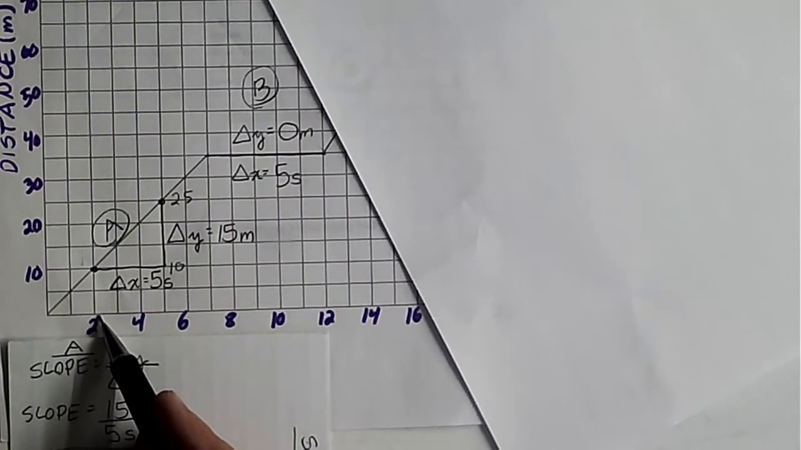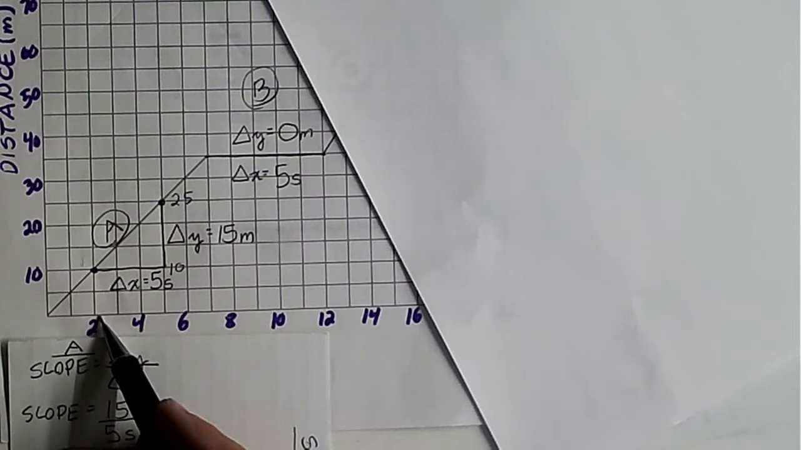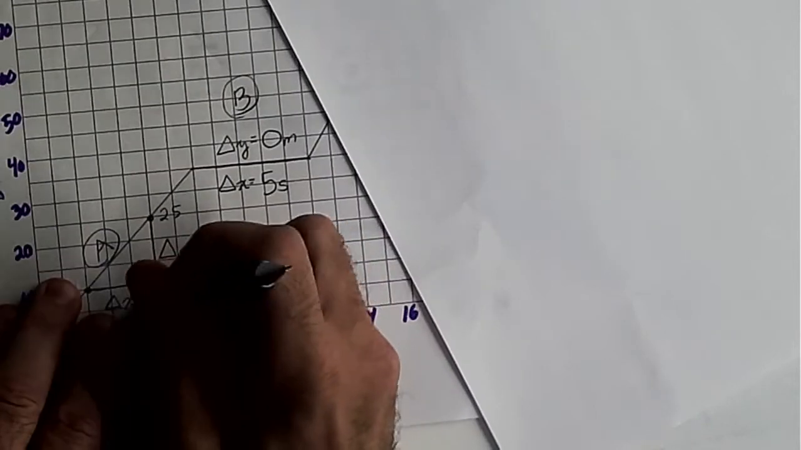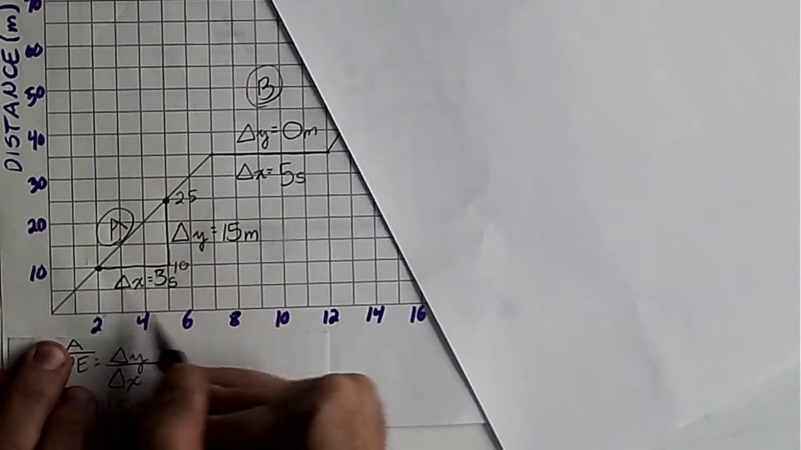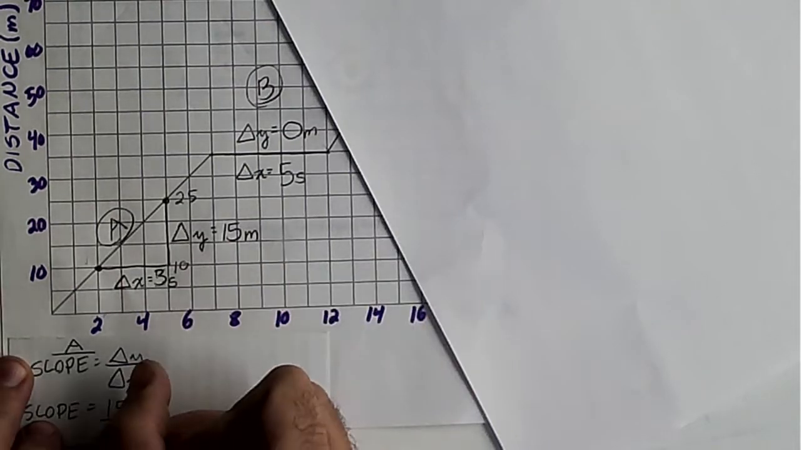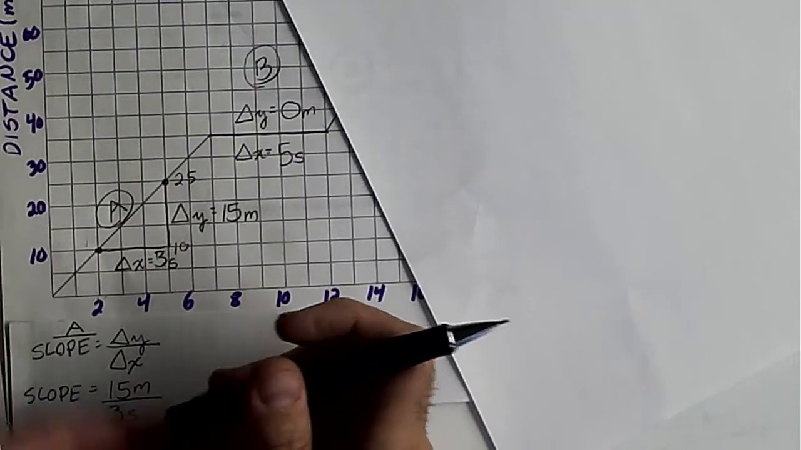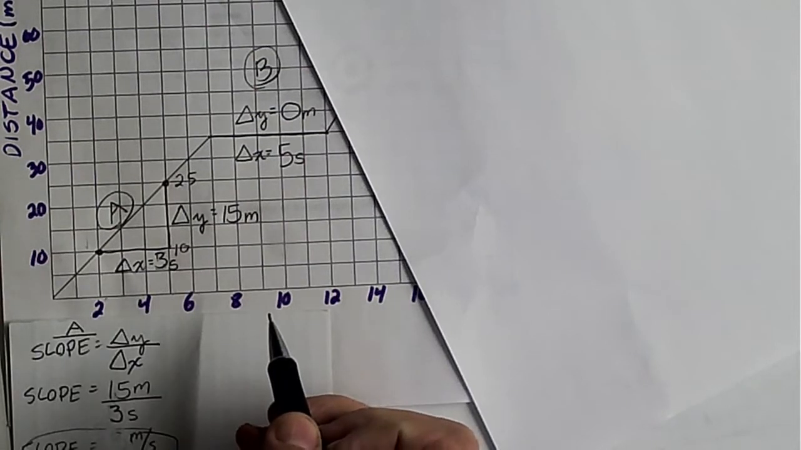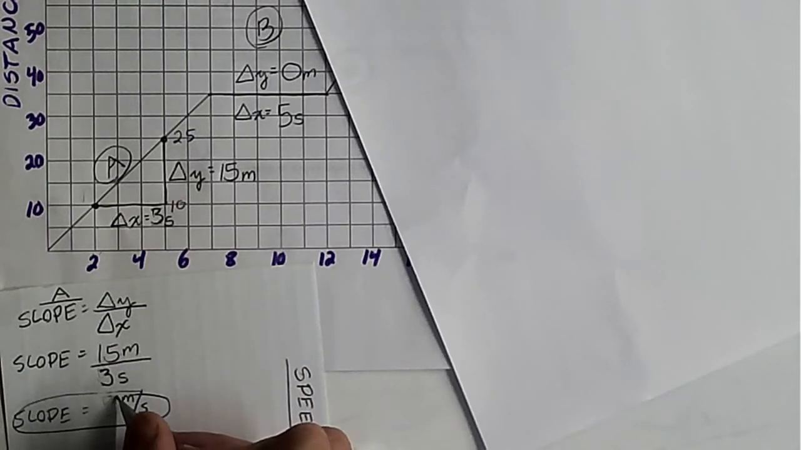Okay, so now the change of x. I started at 2. 1, 2, 3. Oh, I did the math backwards. Hold on a second. I start at 2. I get to 5. It's 3 seconds. So that's 3 s. Okay, so change of x is 3. So I put that here, and all I do is do 15 divided by 3, which is 5.